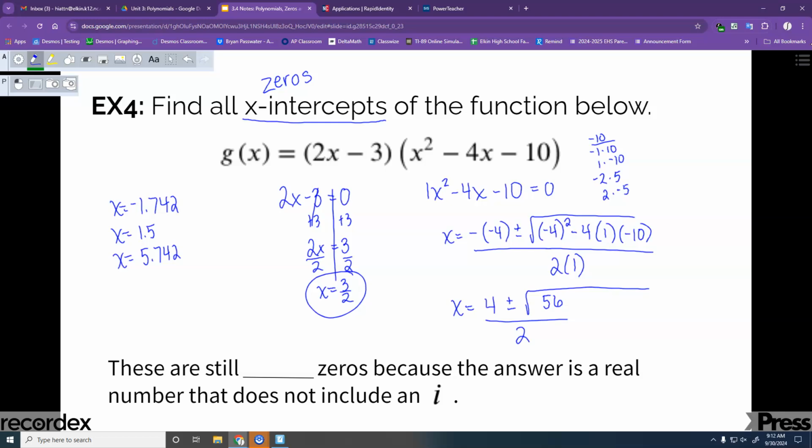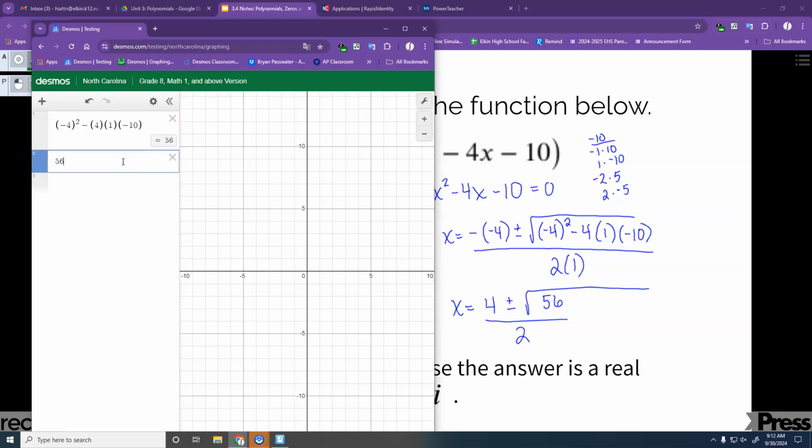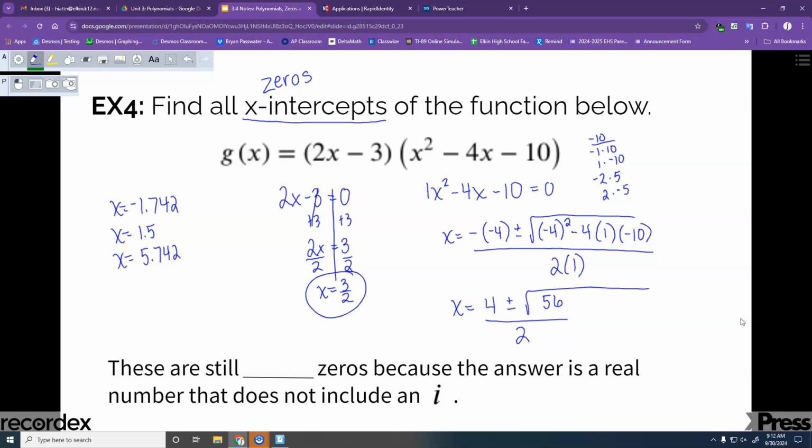Now, on this one, I think square root of 56 breaks down. I think you can divide that by 4, which is 14. I don't know if you guys remember doing this. Square root of 56 is the same as the square root of 4 times 14. You can take the square root of 4. What is the square root of 4? 2. So that would be 2 times the square root of 14. So I could write it this way: 4 plus or minus 2 square root of 14, all divided by 2.